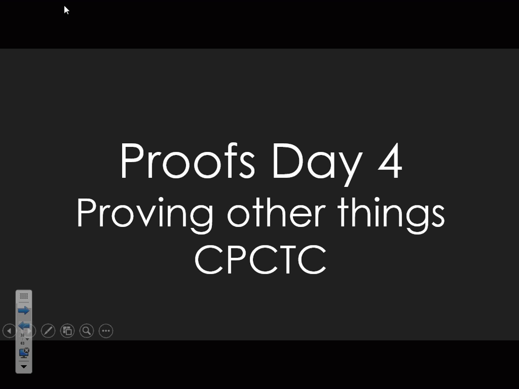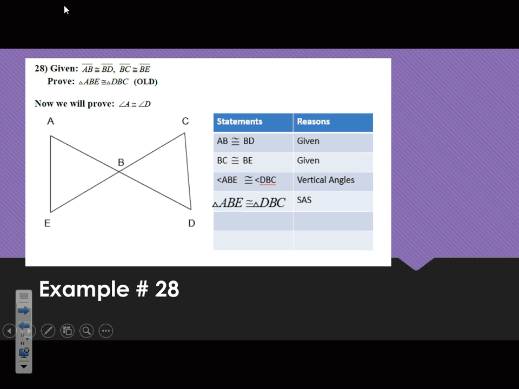Today we're going to work on proof state 4, proving other things. So we're going to do this thing called CPCTC. Example number 28 looks just like this in your notes. This is what our proofs have looked like so far. We've done all of these things. We've proved our triangles congruent.